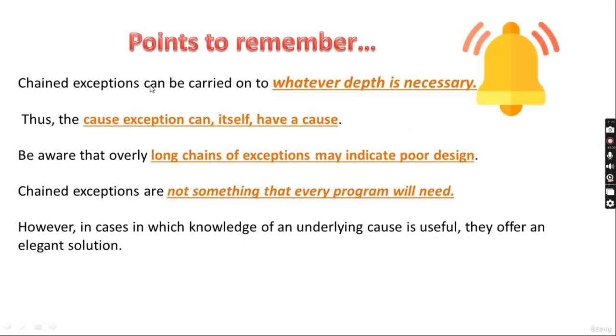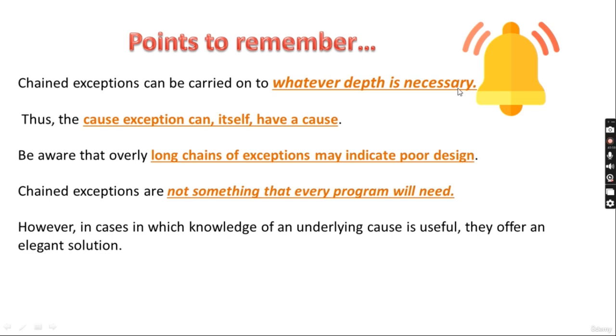Now points to remember: chain exceptions can be carried on whatever depth is necessary. One exception has occurred, but the underlying cause for that exception is exception 2. The underlying cause of that exception is exception 3, and so on. So whatever depth is required, you can give it. Thus the cause exception can itself have a cause.